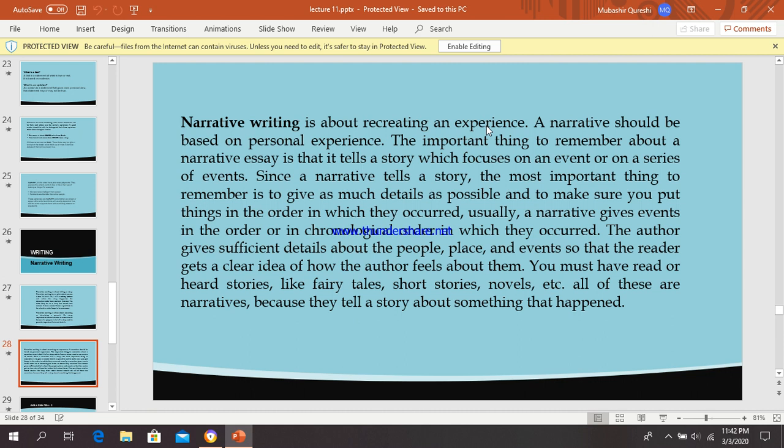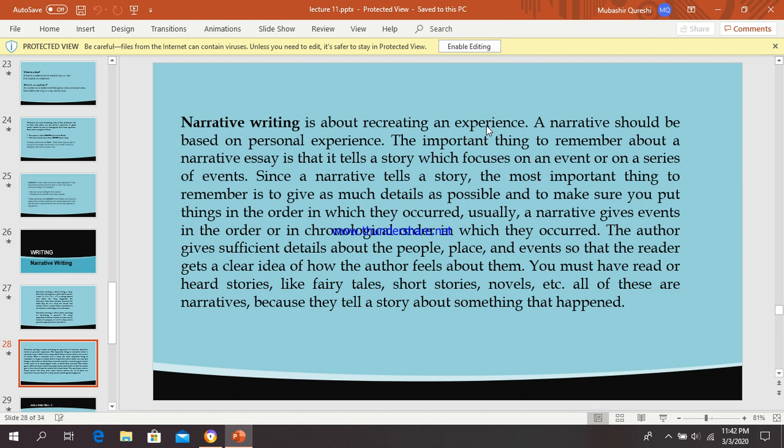Since a narrative tells a story, the most important thing to remember is to give as many details as possible and to make sure you put things in the order in which they occurred. Usually, a narrative gives events in chronological order. The author gives sufficient details about the people, places, and events so that the reader gets a clear idea of how the author feels about them.